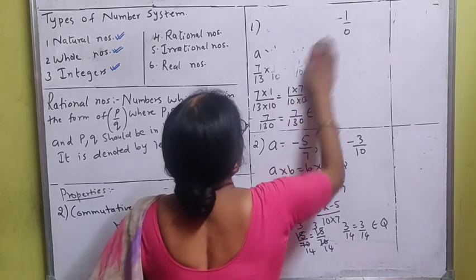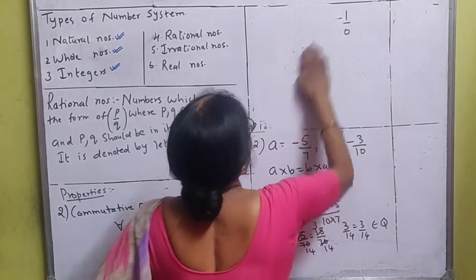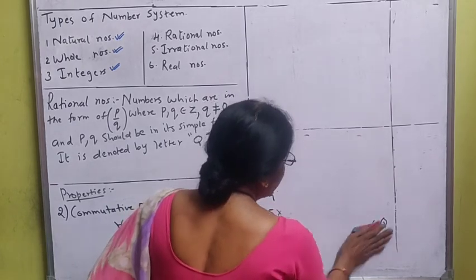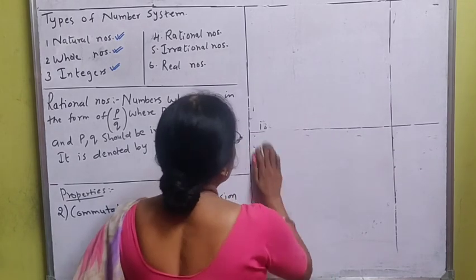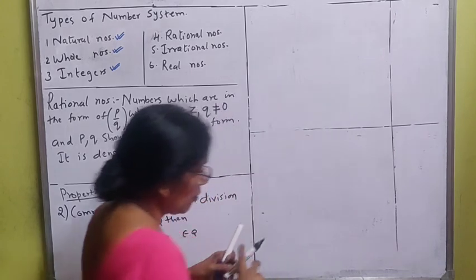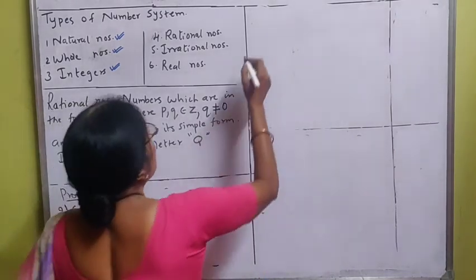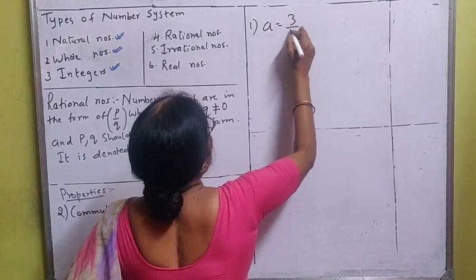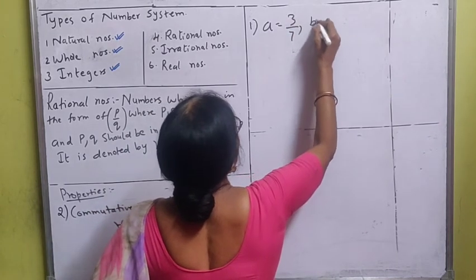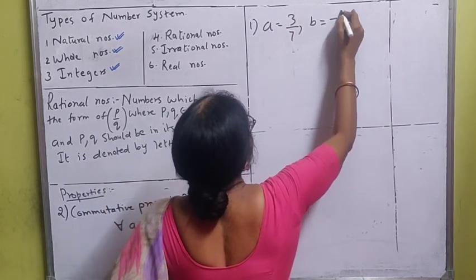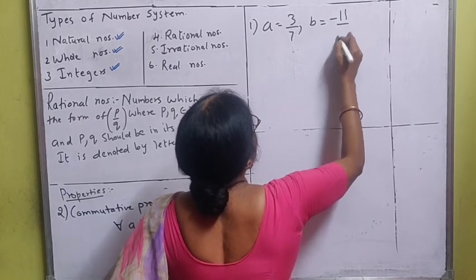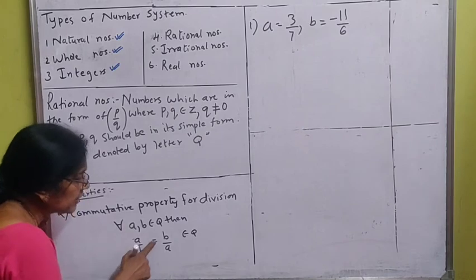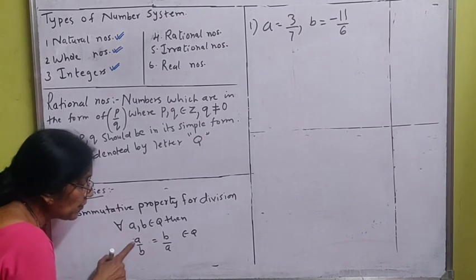So let us take the first example, because we are going to take two examples to prove whether it is true or not. What is the first example? Let us take A is equal to 3 by 7, B is equal to minus 11 by 6. So what do I have to prove? A by B is equal to B by A. So first I have to write down A.